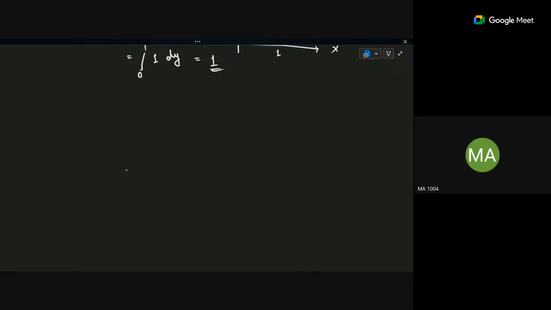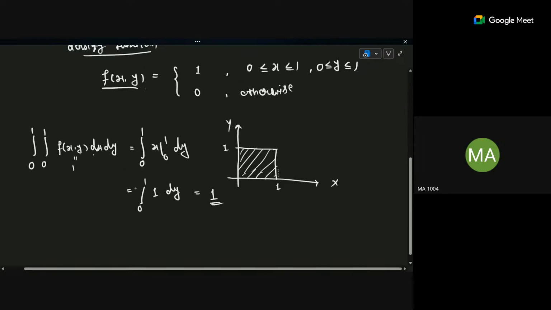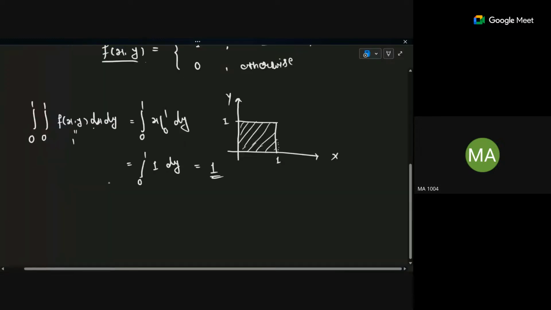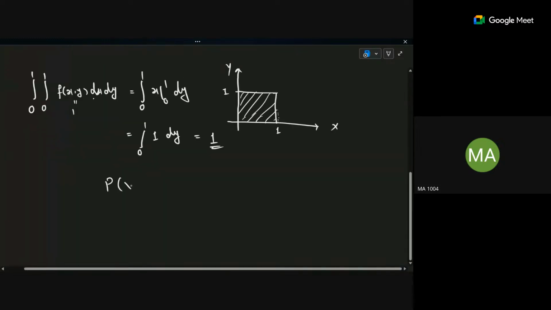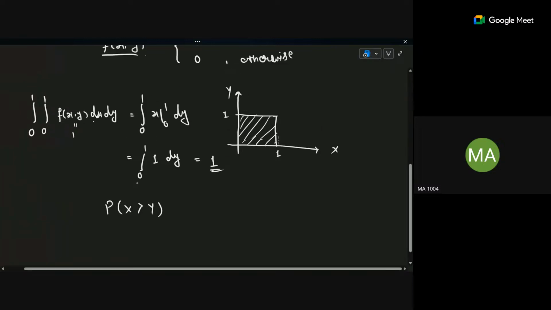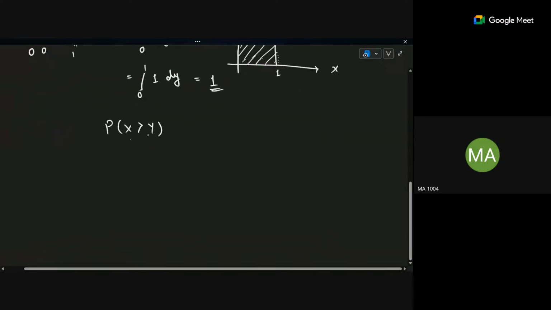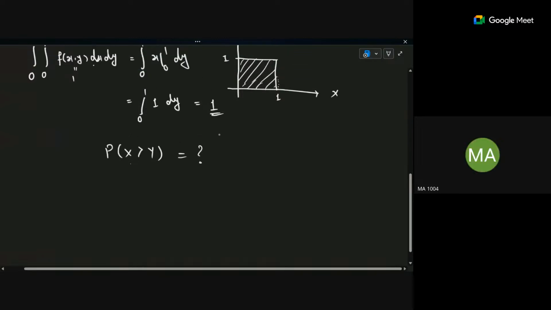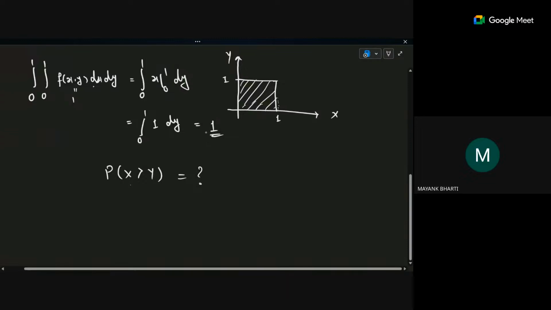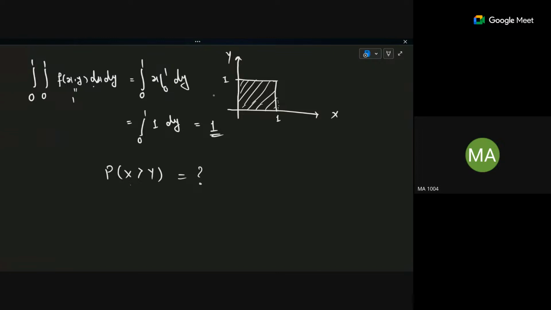Before taking an example, from this given data, can we find the probability that x is greater than y, whenever x and y are random variables following this distribution? Can you find what is the probability that x is greater than y? We should draw x equal to y. Yeah, 0.5. Okay, just try to proceed, how to do that.